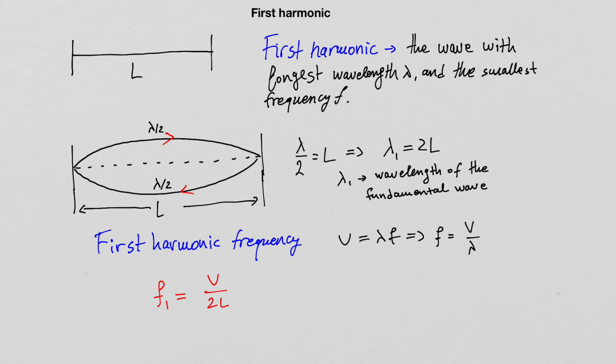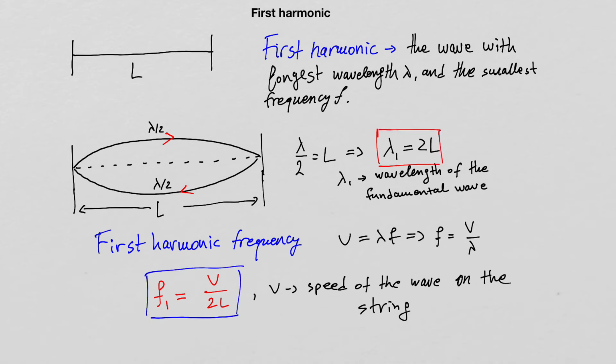And here v is the speed of the wave on the string. So the two relationships to remember here are the one for the wavelength and the one for the frequency. Now let's see what the second harmonic looks like.